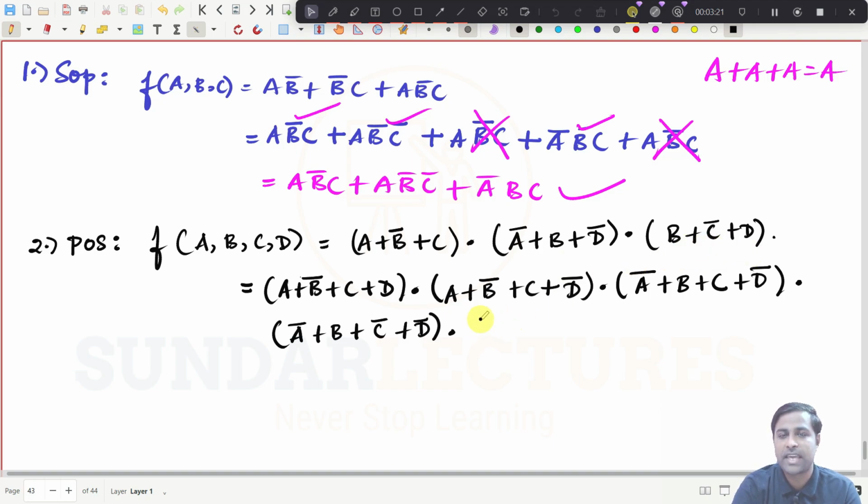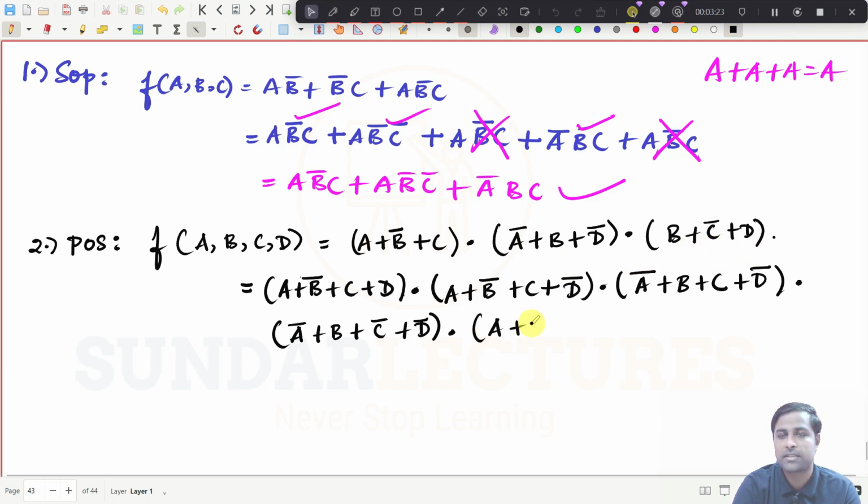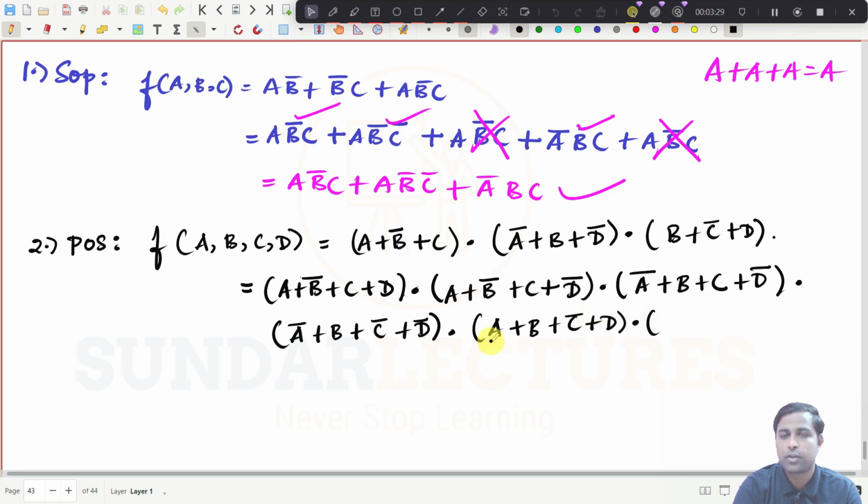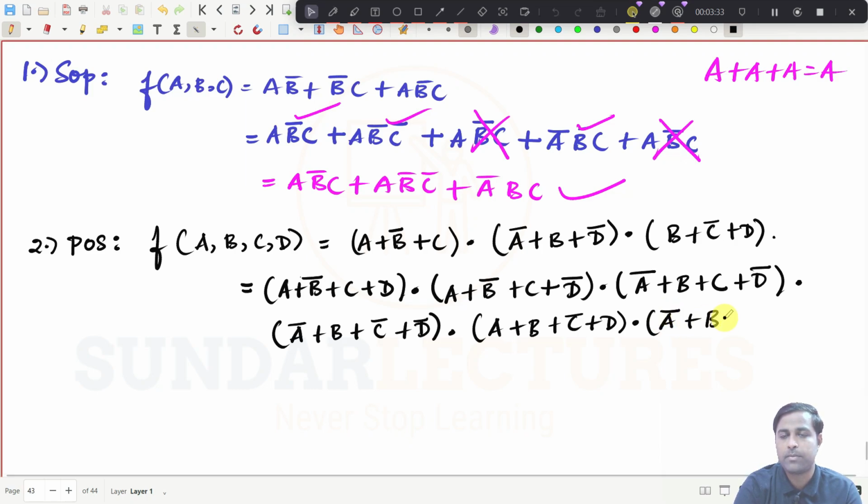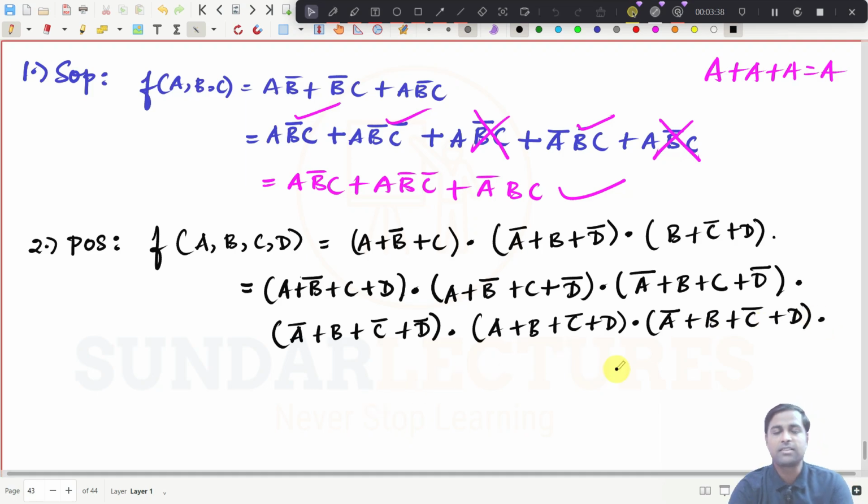The missing term is A here. So what you do? A plus B plus C bar plus D. That is the next term. And put dot. Now what you need to put here? It is A bar plus B plus C bar plus D. That's all. This is the canonical form.